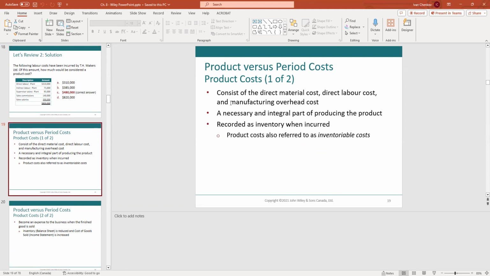Again, product cost is only and only direct material, direct labor, manufacturing overhead. Those are an integral part of the product. Those are recorded in the inventory and are going to stay in the inventory. As you already know, the inventory is part of the balance sheet. For that reason, those will be called inventoriable cost or product cost.